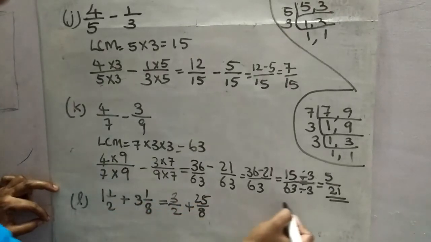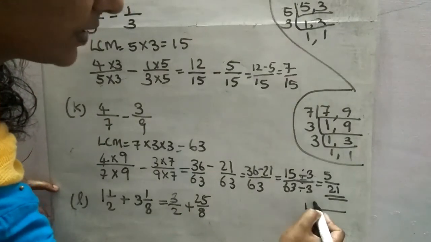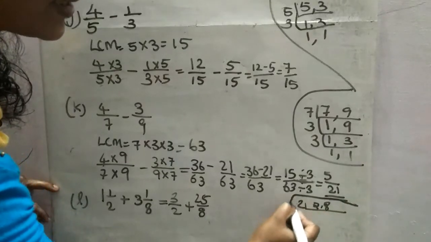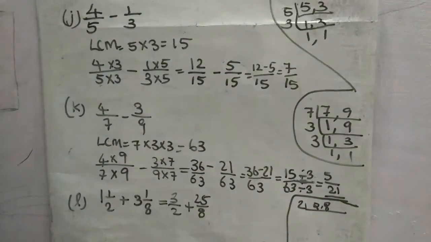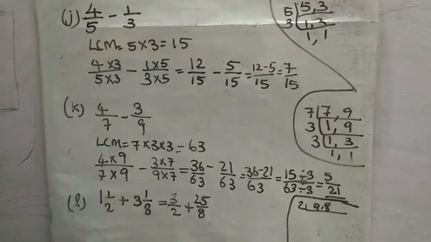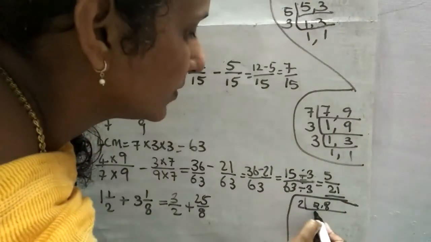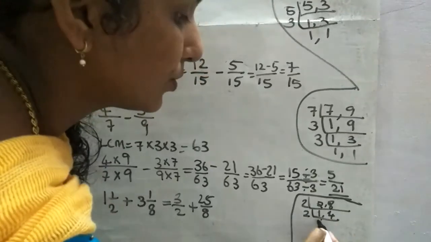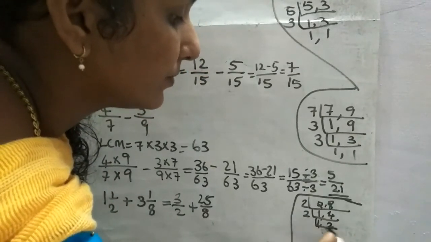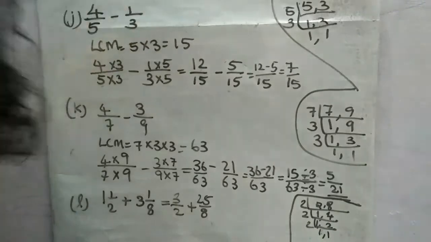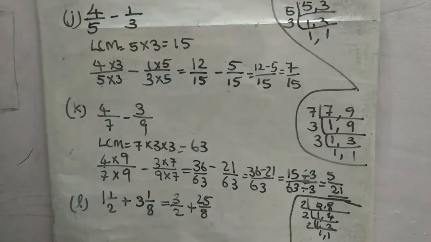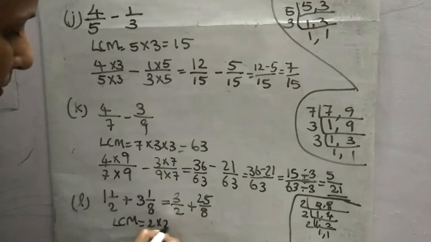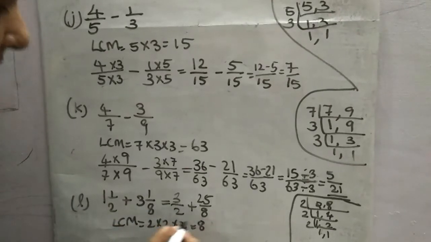Now find the LCM of 2 and 8. 2 goes 1 time. 8, 4 times. Now let's divide this by 2. 2 times. Again 2. 1 time. Okay. Now what is the LCM? LCM is equal to 2 into 2 into 2. What will you get? Yes, 8.